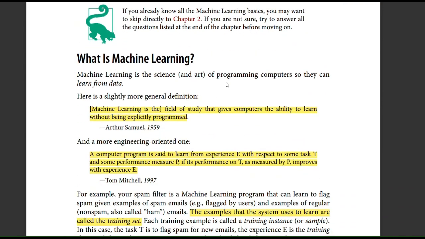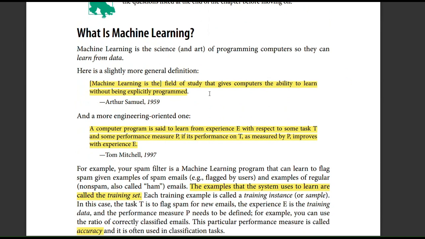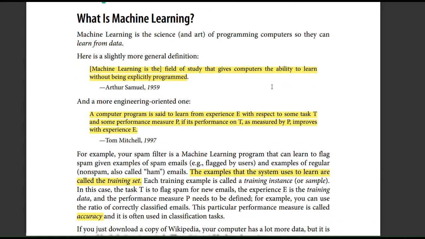Machine learning is the science and art of programming computers so that they can learn from data, which means that it gives computers the ability to learn without being explicitly programmed. Traditional programming involves a programmer writing an algorithm, giving an input, and generating an output. But machine learning is different in the sense that you give input and output to the machine and the program is generated.